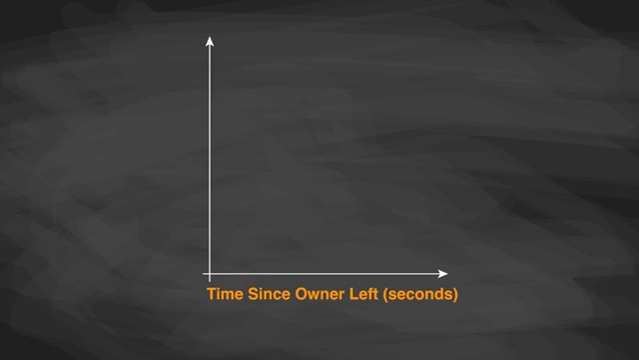When graphing, the independent variable usually goes on the x-axis, and the dependent variable goes on the y-axis. For our problem, the time since the owner left in seconds will go on the x-axis, and the number of times the dog barked is on the y-axis.